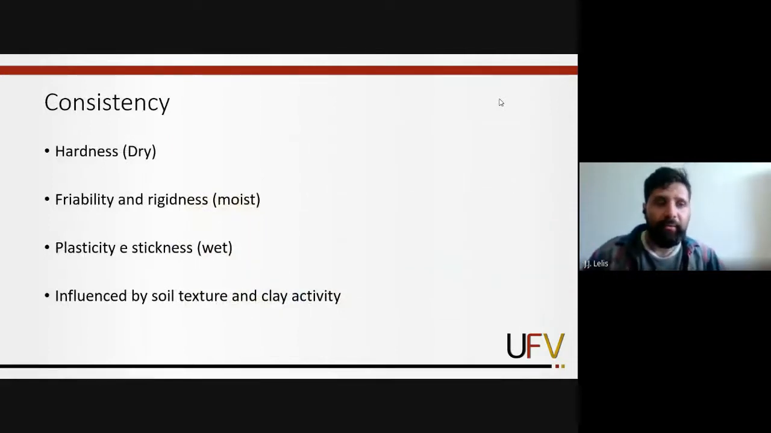Okay, another criterion that we have to describe is consistency, the consistency of soil. It helps us understand the behavior of soil in dry, moist, and wet conditions. So how is the behavior of soil when it is dry? It's very hard, it's extremely hard.